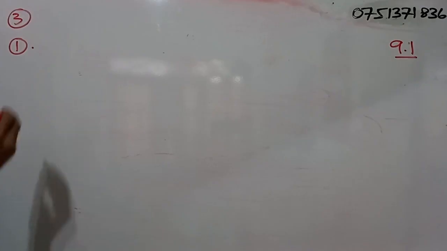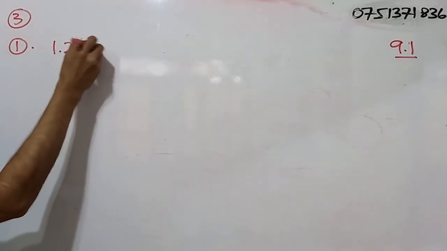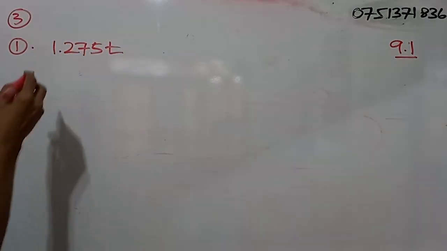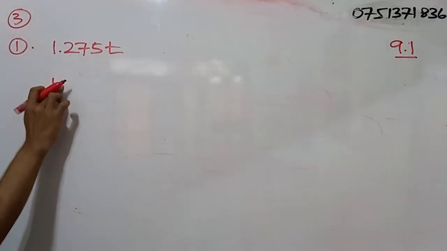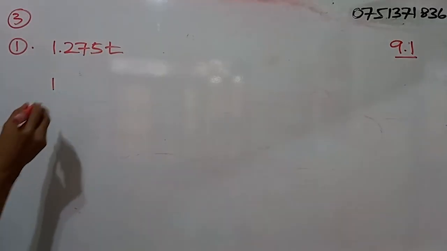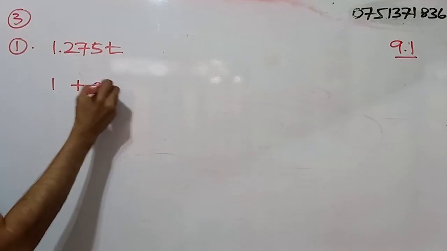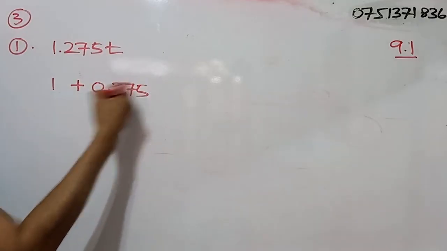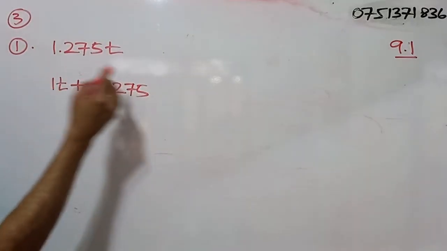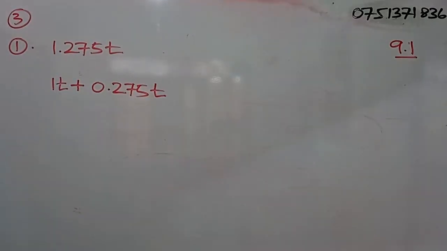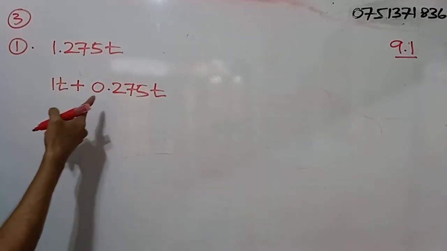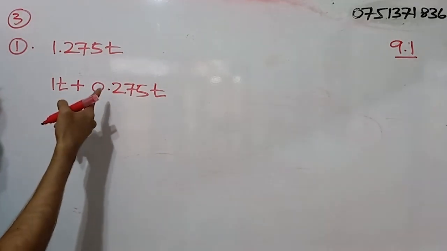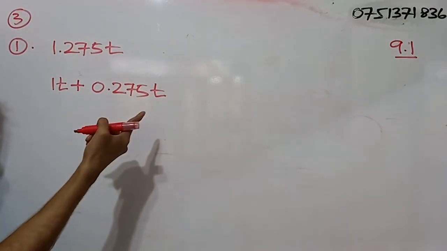Express each mass given below in metric tons and kilograms. Right. Part 1. 1.275 tons. So I can break this into 1 and 0.275. So these are tons. So we have to convert this entire amount into tons and kilograms, right? So this is already a ton. These are 0.275 tons.